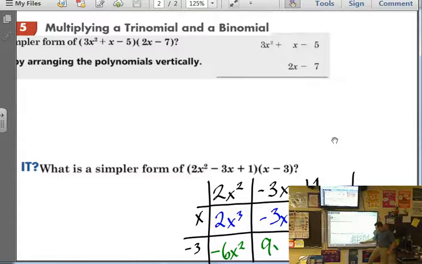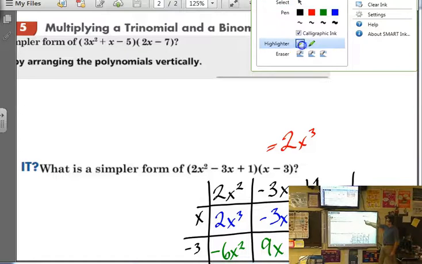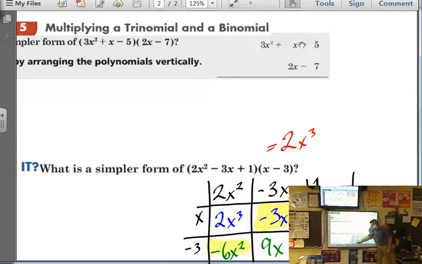Now, manually, well, I guess there's no real alternative to manually, but find your like terms, and as you pull them out of the table, just combine them. 2x cubed has nothing like it, so 2x cubed. Then my negative 3x squared and my negative 6x squared, they're both negative, so they make a bigger negative. We get negative 9x squared.